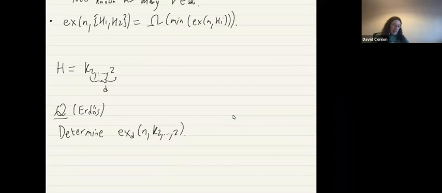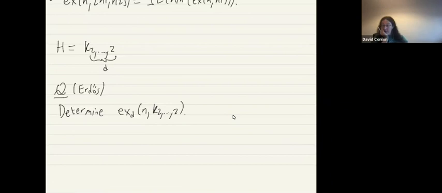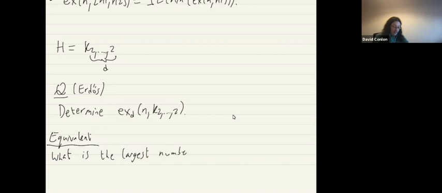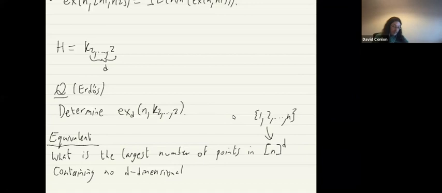Sometimes it's referred to as the Erdős box problem, and the reason is that it's equivalent, up to a constant anyway, to the following. What is the largest number of points in [n]^d, where [n] is just shorthand for the set {1, ..., n}, containing no d-dimensional box? What I mean by that is that we don't contain the vertices of a d-dimensional box. Sorry, I should explain, the d-dimensional box has to be axis parallel as well. And it's not a square either. You're allowing rectangular cuboids, basically.